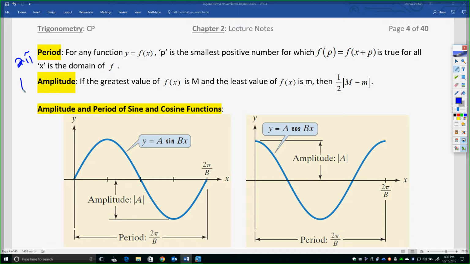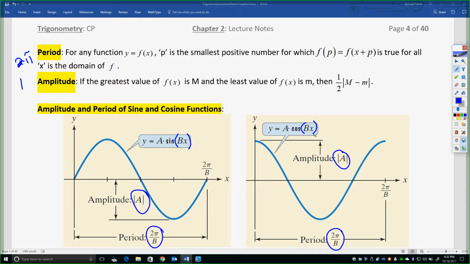What's important here is the new formulas. The period can be modified, and the formula is 2 pi over b. And the amplitude can be modified, and the formula is the absolute value of a. And these come from the standard sine and cosine formula of a times sine of bx and a times cosine of bx, where a is some real number that will affect the amplitude, and b is some real number that will affect the period. Okay, and similarly for sine and cosine.